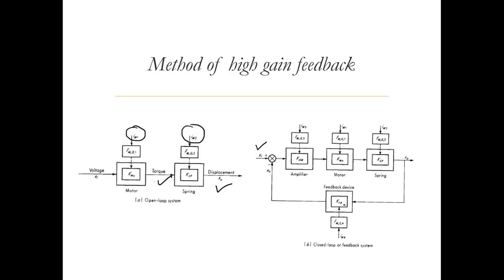So this type of feedback system enables us to make the output really independent of these basic components, and it will depend more on the feedback part. This is called high gain feedback, whereby the output is almost completely dependent on the feedback that we employ to make it a closed loop system, which is more stable and more accurate than the open loop one.